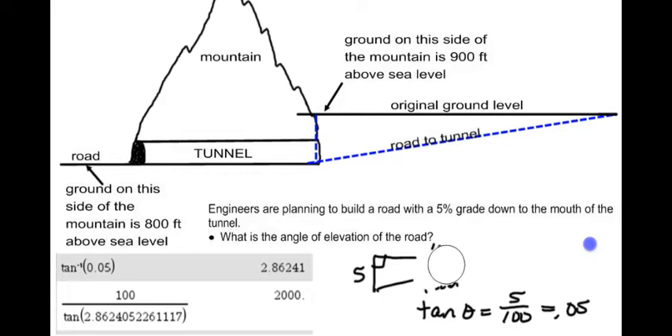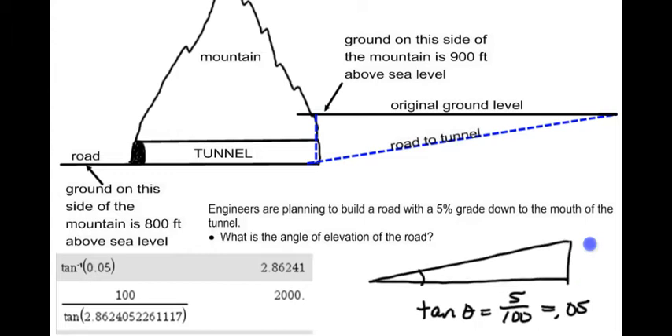Let me try this again. What I'm looking for is the angle of elevation of the road, not the angle of depression. It turns out to be the same angle, but I'm really looking at this angle is what I'm thinking of, the road, and this is being the 5 and this is the 100. Same angle. It turns out to be 2.86 degrees. So that's this little angle right here, 2.86 degrees. Now I want to know this distance here.